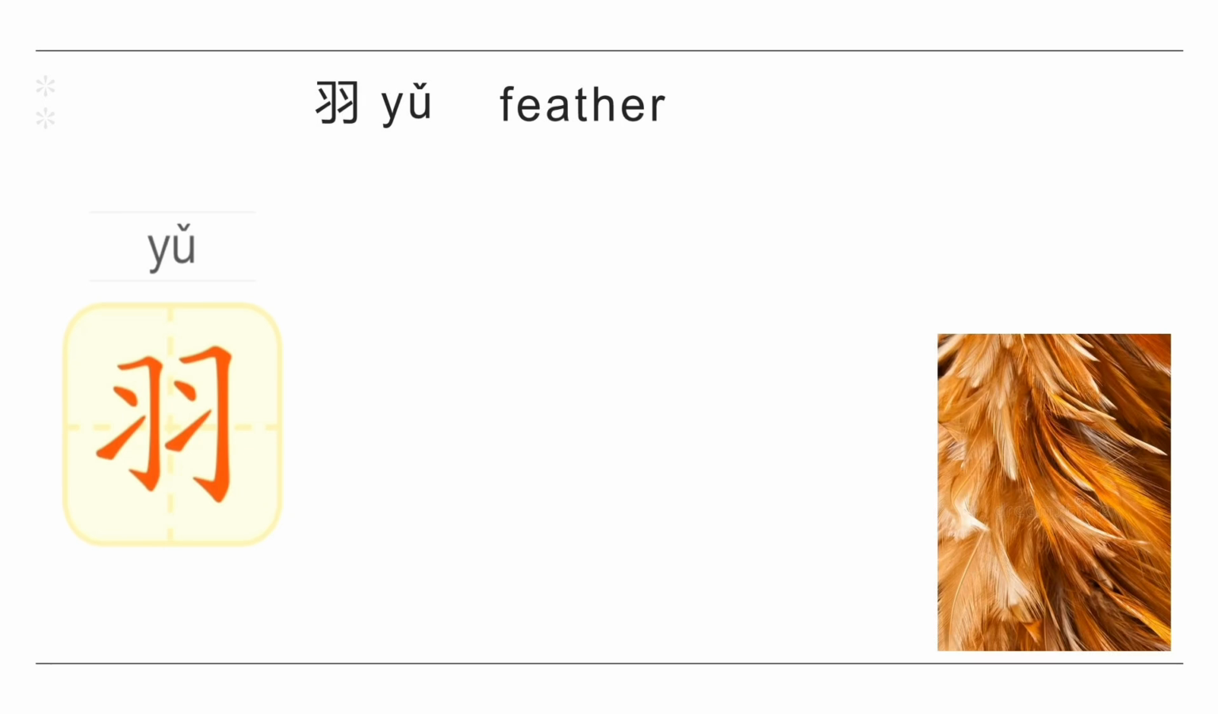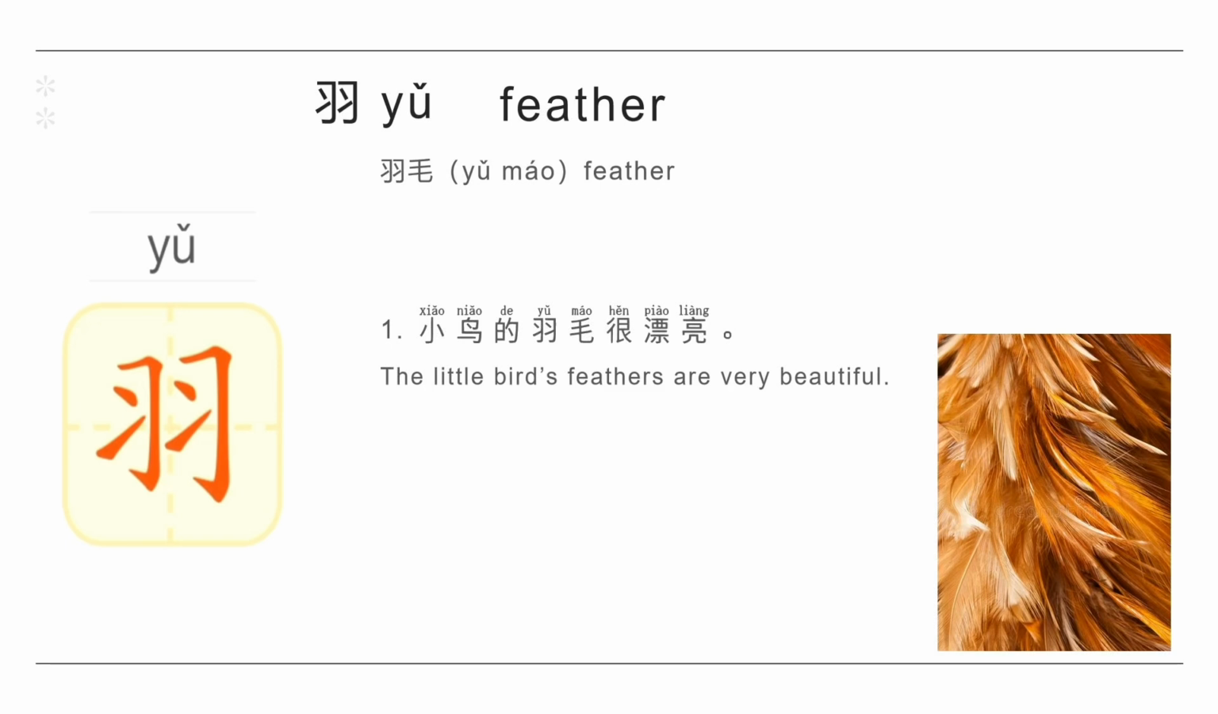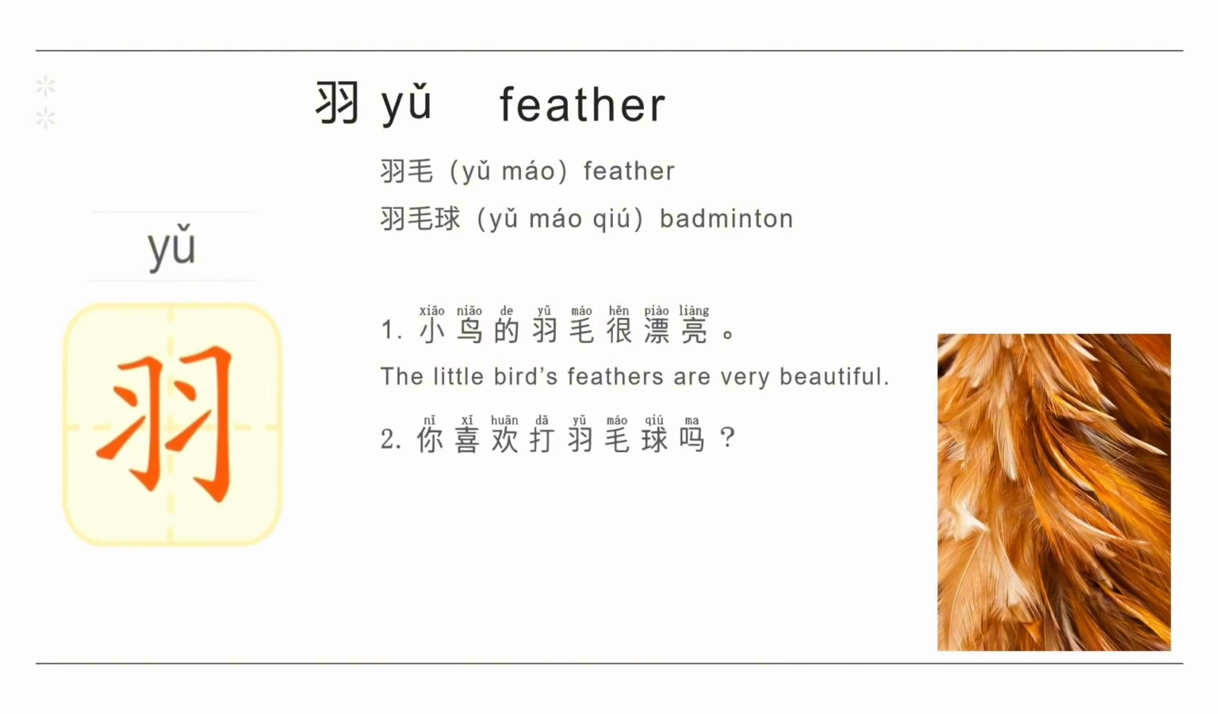This character is 羽, third tone, 羽. It means feather, but it is usually used in words rather than by itself. For example, 羽毛 is the two-syllable way to say feather. 小鸟的羽毛很漂亮。The little bird's feathers are very beautiful. 羽毛, 羽. 羽毛球 badminton. 羽毛 feather. 球 ball. 你喜欢打羽毛球吗？Do you like to play badminton?